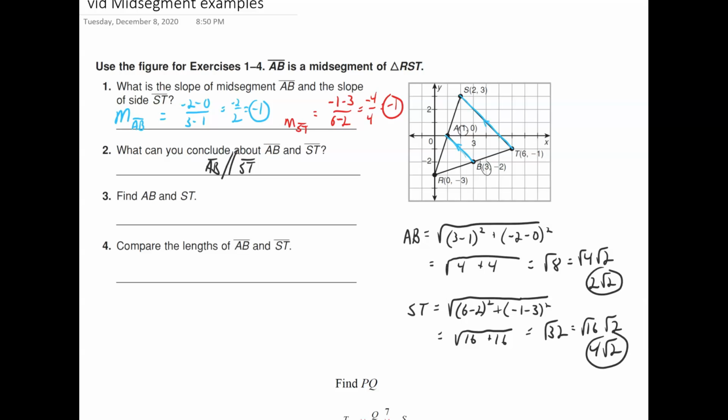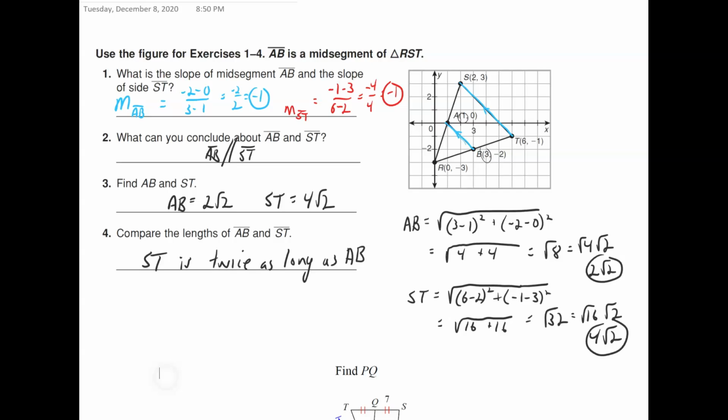Okay, so we found both of them. So let's just say here that AB is 2 rad 2 and ST is 4 rad 2. Compare the lengths. Well, we would say here that it looks like ST is twice as big, right? So ST is twice as big, or long, let's just say long, as AB.